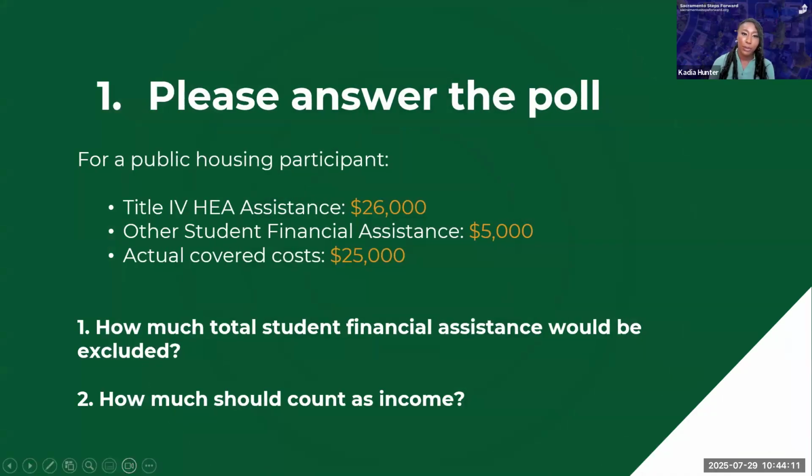So we're going to have a poll. Please answer. For a public housing participant, Title 5 HEA assistance, $26,000. Other student financial assistance, $5,000. Actual covered cost, $25,000. How much total student financial assistance would be excluded?